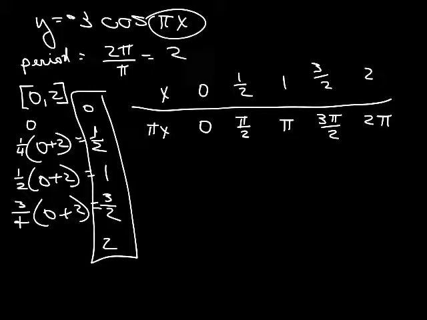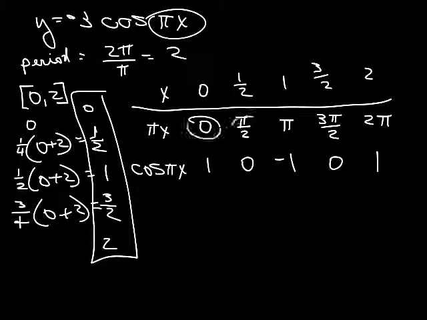Alright, now we're going to find the cosine of pi x. So we're going to take the cosine of each one of those. Cosine of 0 is 1. Cosine of pi over 2 is 0. Cosine of pi is negative 1. Cosine of 3 pi over 2 is 0. Cosine of 2 pi is 1. So we just plugged each one of these in and took the cosine.